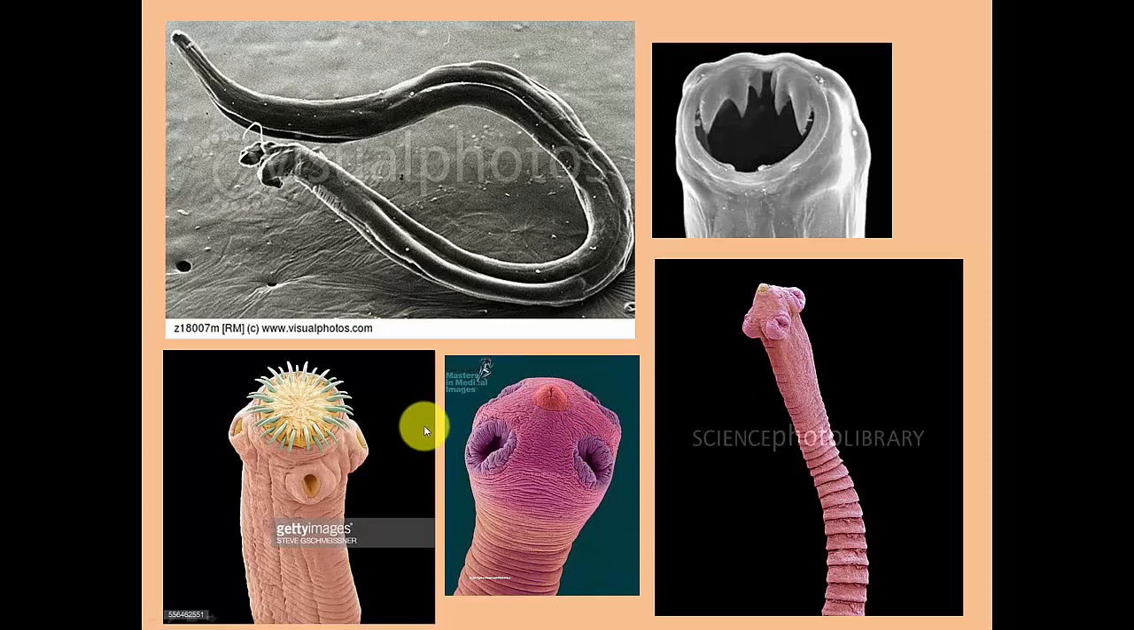Interestingly, these don't actually absorb nutrients through their mouth, through the scolex. They just use that to attach, to grip on to the intestinal lining. Then they absorb nutrients across their body, using diffusion and osmosis to suck in nutrients. The roundworms actually have a true opening, a mouth, which looks fairly devilish, and they grip on to the intestinal lining and suck in nutrients through their mouth like you might expect.